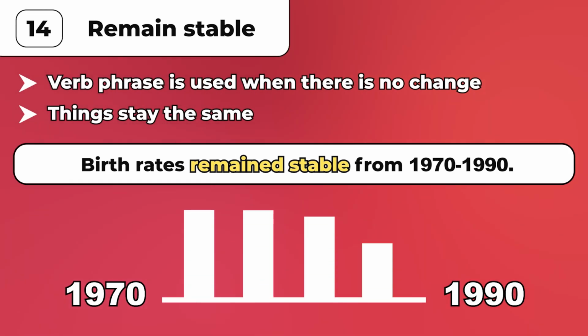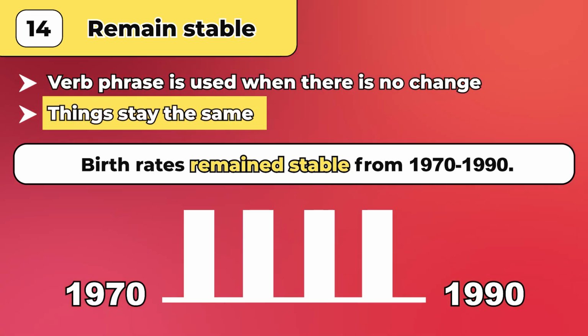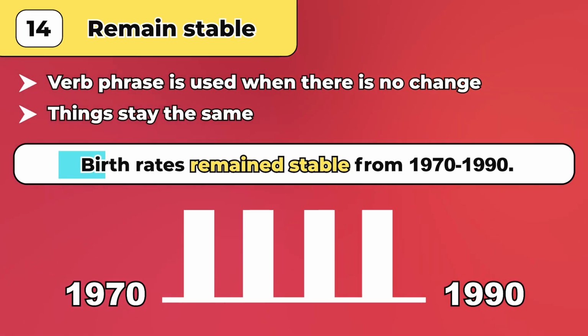Word number 14 is remain stable. This verb phrase is used when there is no change. Things stay the same. Let's have a look at an example. Birth rates remained stable from 1970 to 1990.